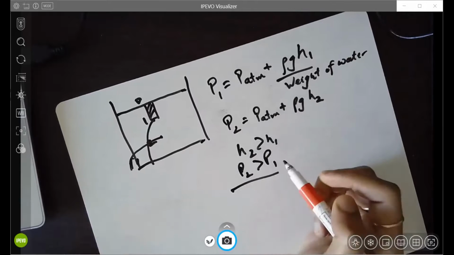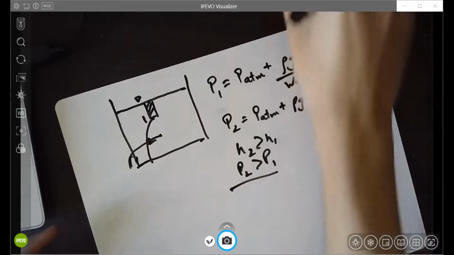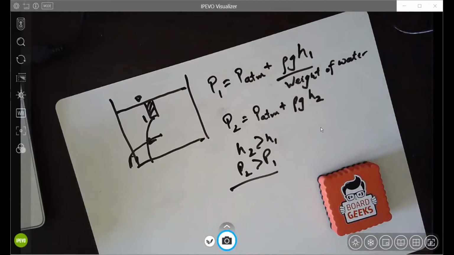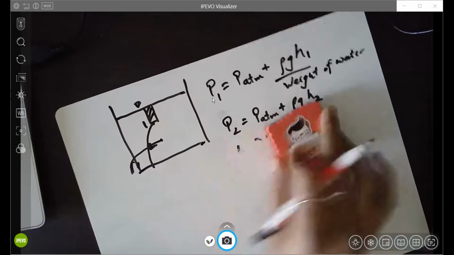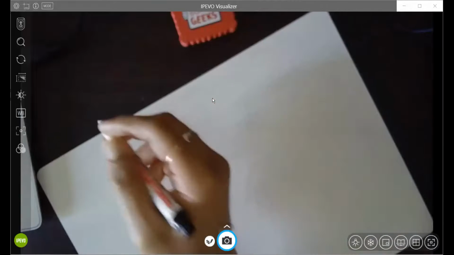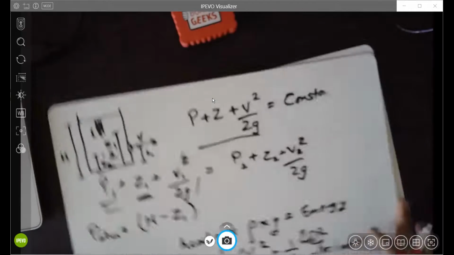So this is the pressure energy, the energy that we get due to the pressure of the liquid above. Okay. Now coming back to the previous question, what I was trying to solve right now. I forgot where I was. Okay. Coming back to the same equation.